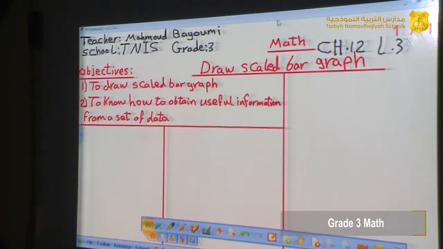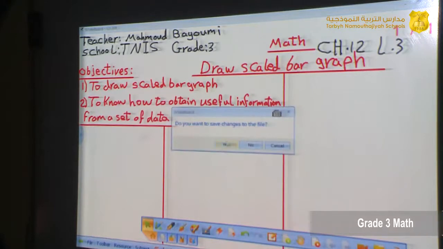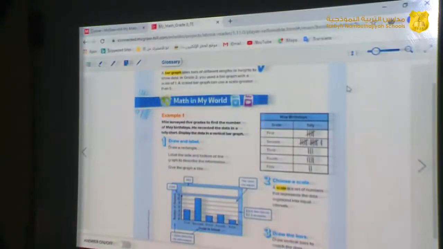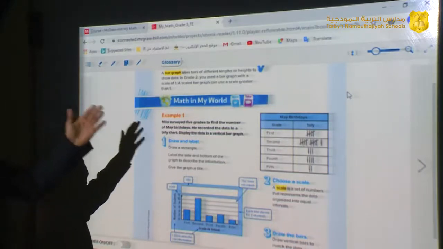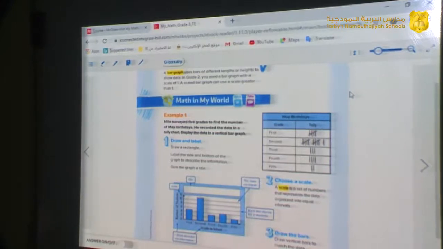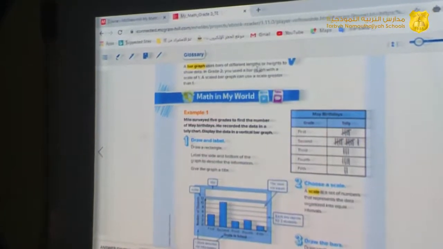Now, open your book, page 703. First, what is the bar graph? The bar graph uses bars of different lengths or heights to show data. Again, a bar graph uses bars of different lengths or heights to show data.